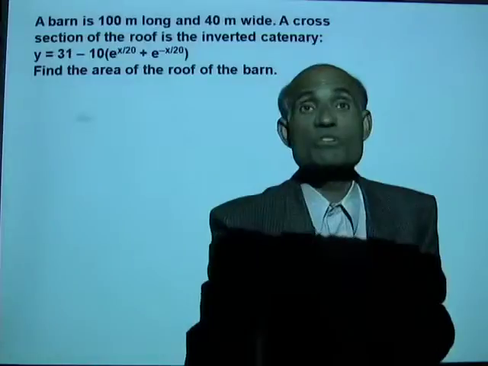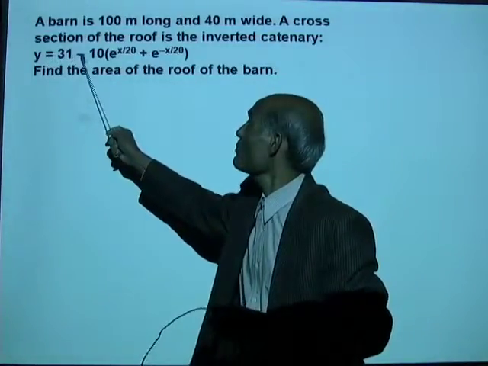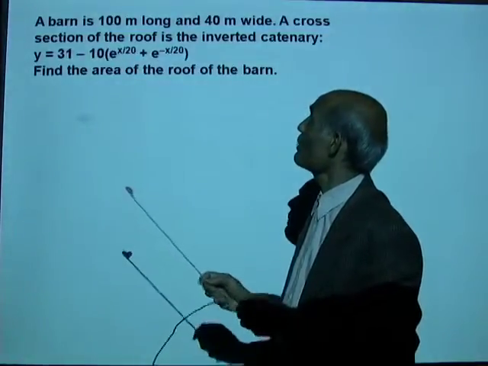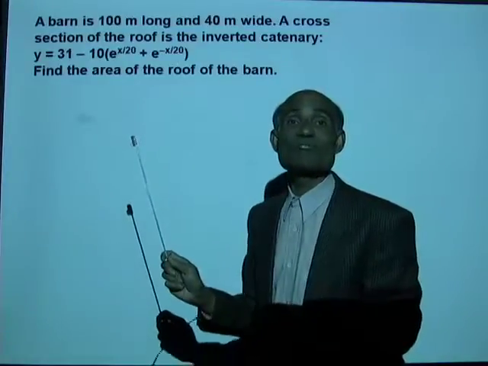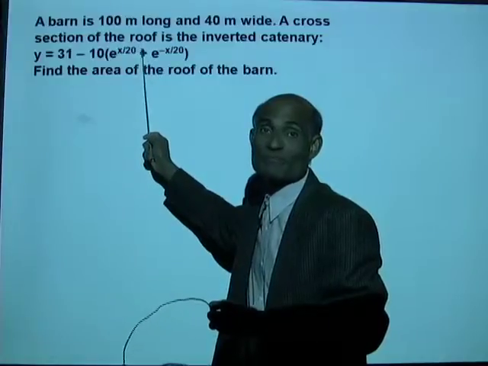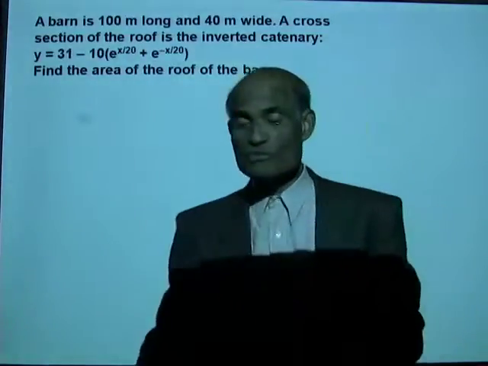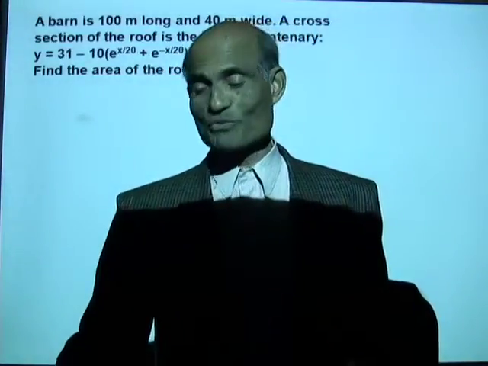And the equation for the inverted catenary is y equals 31 minus 10 times (e to the power of x over 20 plus e to the power of negative x over 20). Well, this is a special type of function, is that right? Yes. Now find the area of the roof of the barn. Find the area of the roof of the barn.